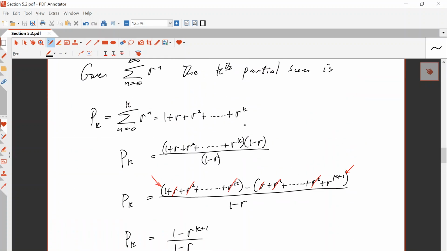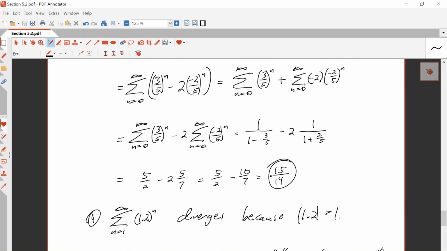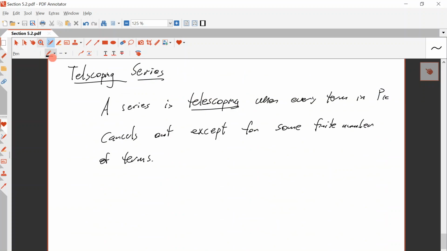Right there, the partial sum is 1 plus r plus r squared up to r to the k. And then we rewrote it like this, and then we distributed this over the 1 minus r, and we got this sort of thing here. So the r's cancel, the r squareds cancel, the r to the thirds cancel, all the way up to r to the k's cancel. And all that's left is the 1, the first term, and the last term. Like that. So that's an example of a telescoping series. And when you have a telescoping series, hopefully you'll be able to evaluate the sum.